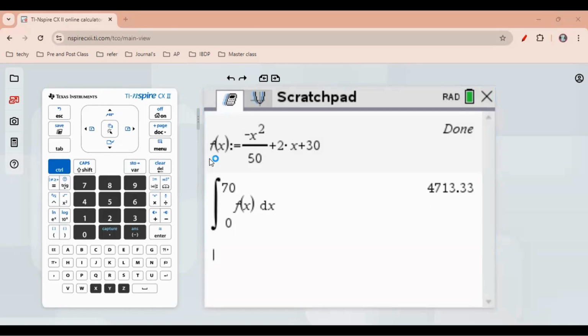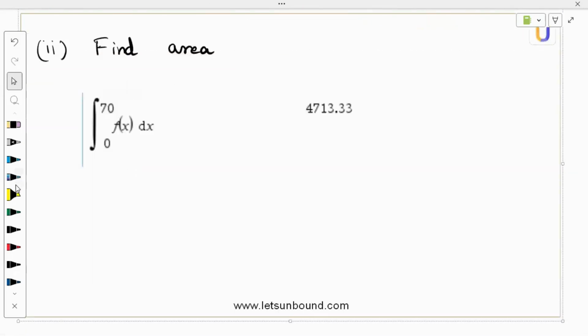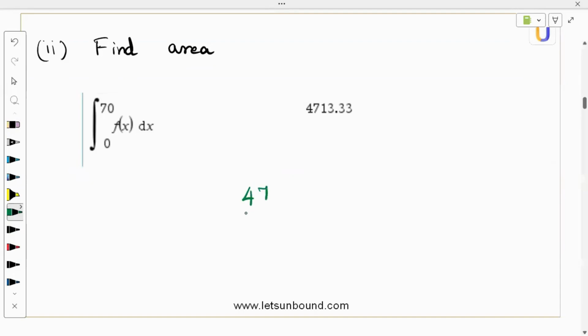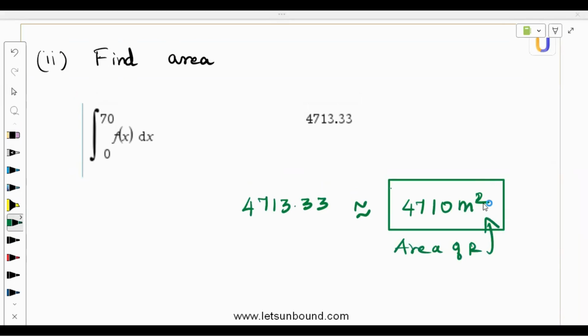Now moving to the solution page. The area is this, right? So area of Linda's field is this much, 4713.33. When you make it to 3 significant figures, 4710 meters square. This is the area of Linda's field, right? And that's how simple it is. Now, this actually carries 4 marks. See how simple, right?